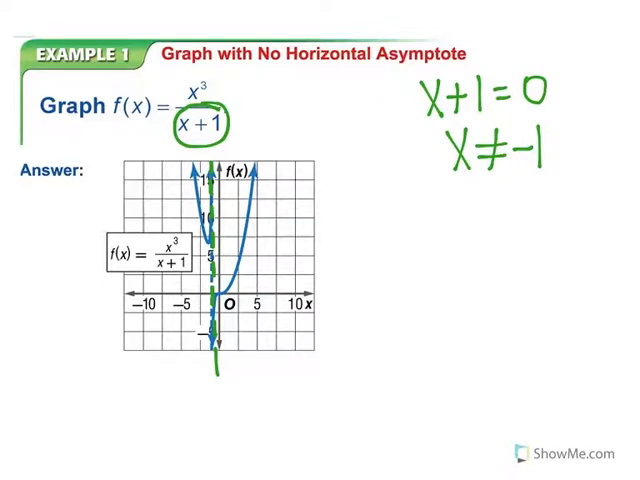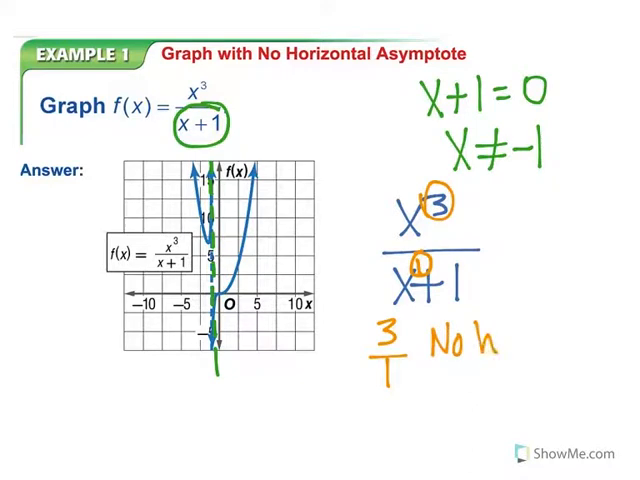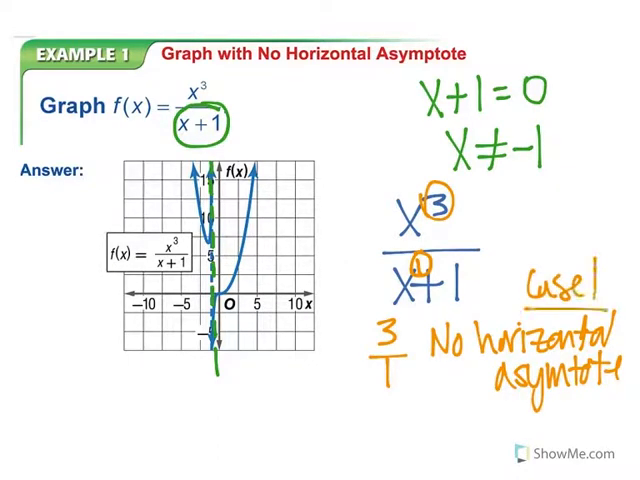The next thing you want to check is what are your horizontal asymptotes? So this is where the cases come in. We have x cubed over x plus 1. On top, the biggest degree is a 3, and on the bottom, the biggest degree is a 1. 3 is bigger than 1, so that means we have no horizontal asymptote. So that would be case number 1 for the horizontal asymptote.